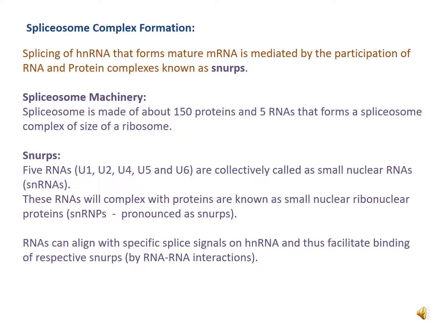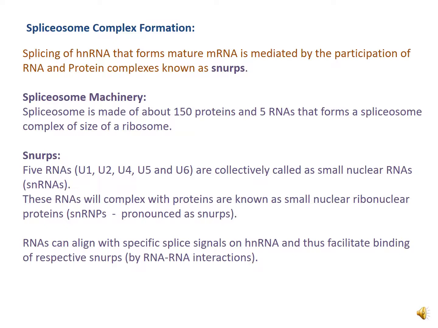size of a ribosome. So snRNPs include 5 RNAs that are U1, U2, U4, U5 and U6. These are collectively called small nuclear RNAs, snRNAs. These RNAs will be in complex with proteins and are known as small nuclear ribonucleoproteins, snRNPs. These are also pronounced as snurps.